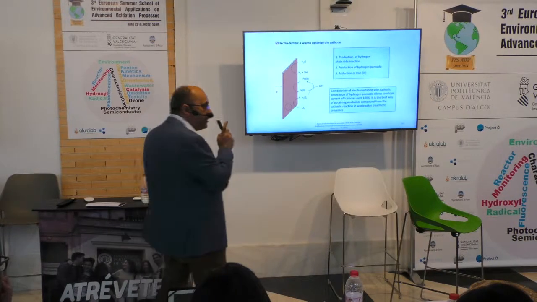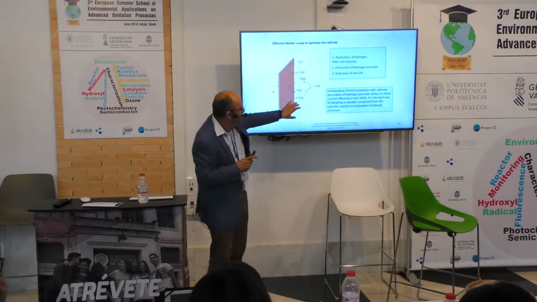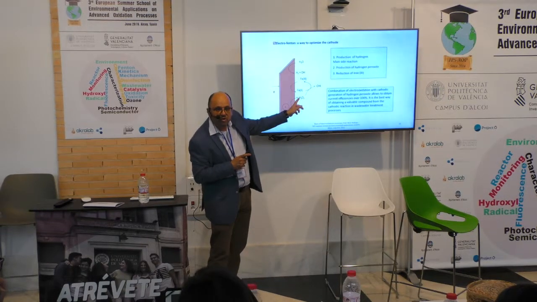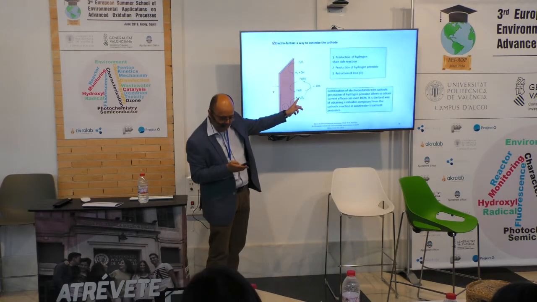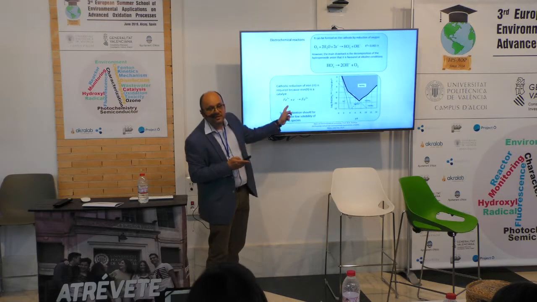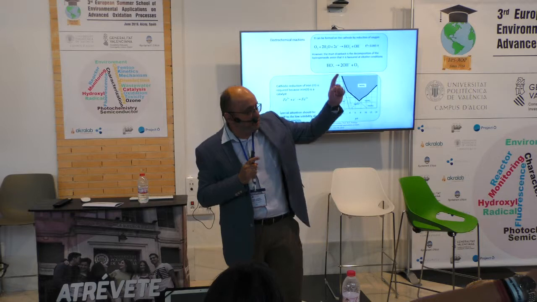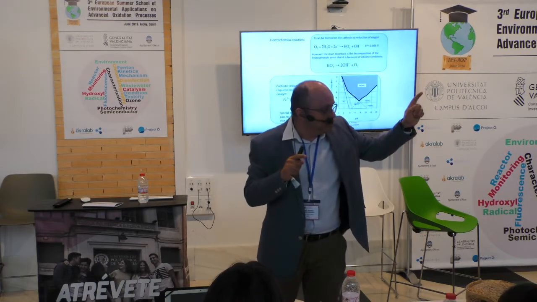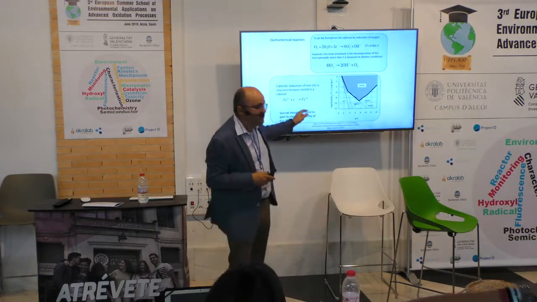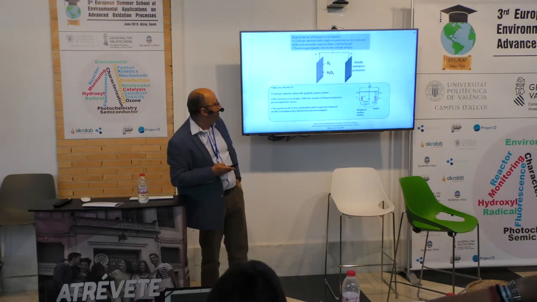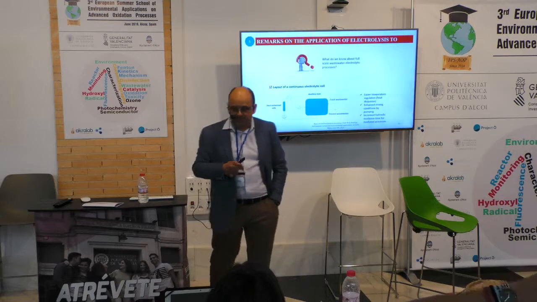One very important oxidant is the hydrogen peroxide that you can produce by reducing oxygen on the cathode. And you can combine this reduction with a reduction of iron 3 to iron 2, producing in situ the Fenton reagent. This is a very efficient process.